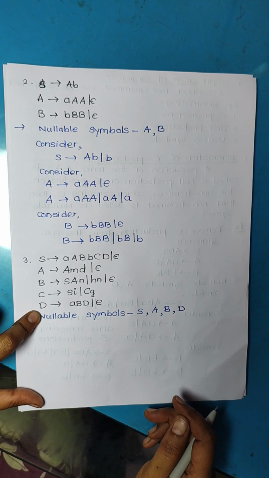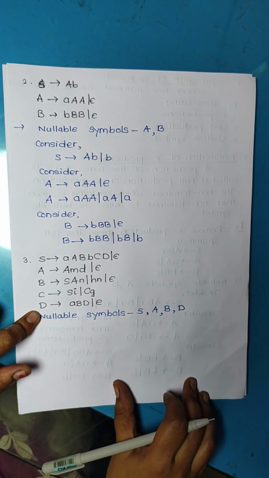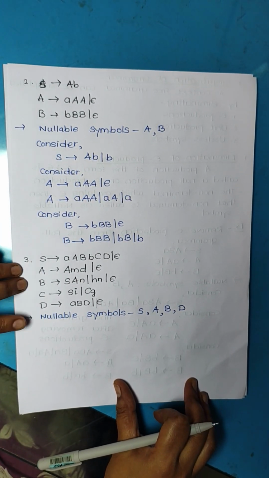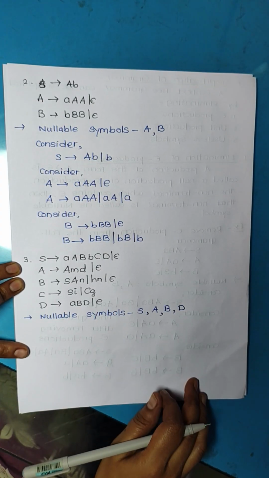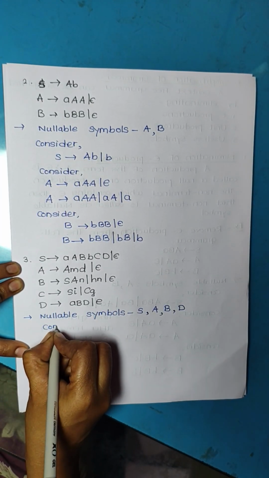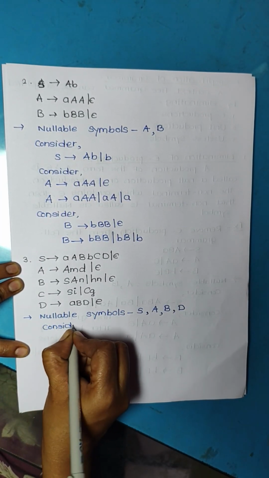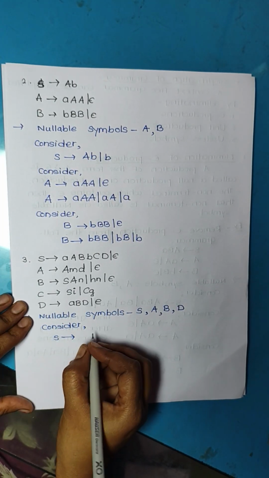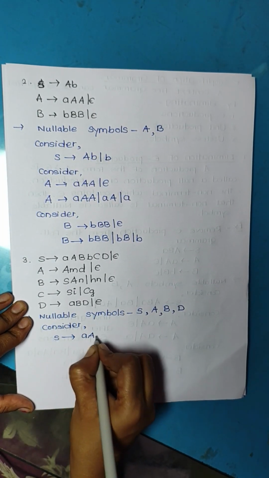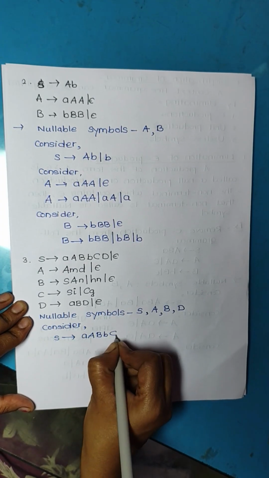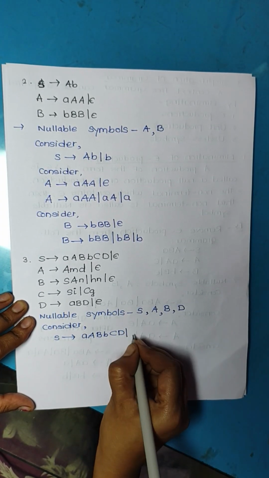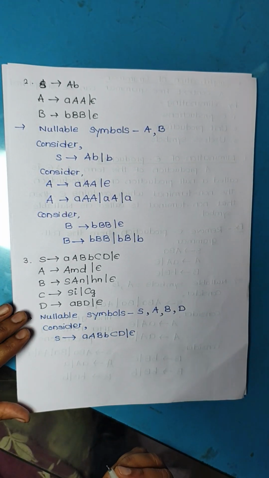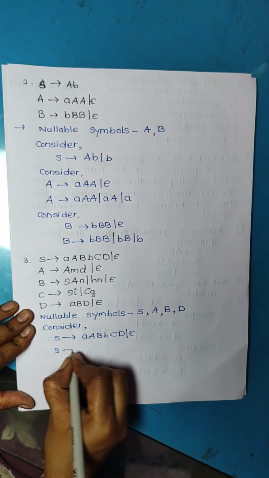So here S, A, B, D are the nullable symbols. Now we have to remove those nullable symbols from the given grammar. First of all, consider the productions of the starting non-terminal, that is S. What are the productions? A, B, C, D or epsilon. Now we have to remove that epsilon by adding new productions.